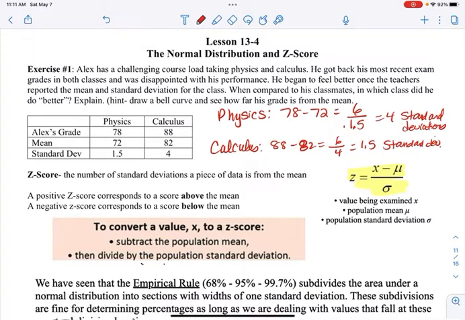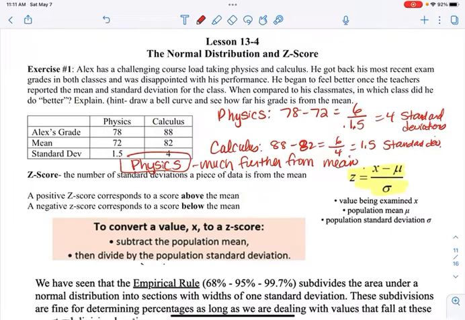So he actually did better in physics. He's much further away from the mean, meaning he did better than the rest of the class. All right, so he did better in physics. Much further from the mean. So that's how you can compare two different scores to their mean and taking into account the standard deviation.